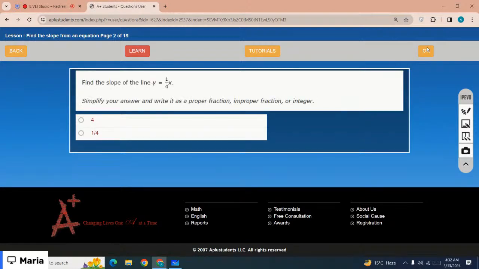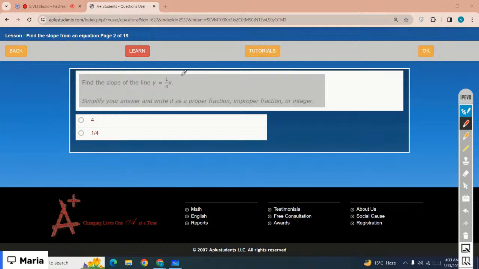Okay, the next one is find the slope of the line y equals 1 over 4x. You have to compare this equation with the general form of the equation of a line, which is y equals mx plus b. That means the one with the variable x is the slope. So here you have 1 over 4x. So the slope is m equals 1 over 4. Got it? The correct option is m equals 1 over 4. Option number 2 is the correct option.